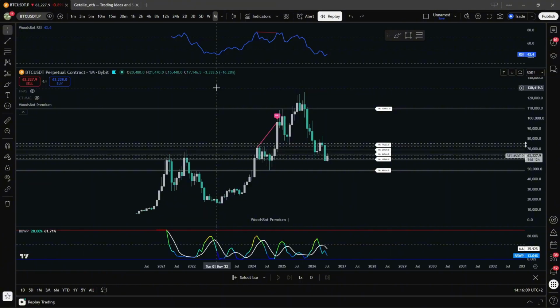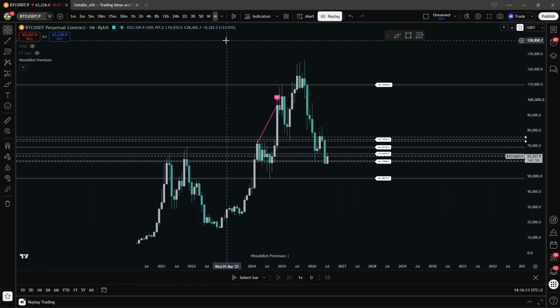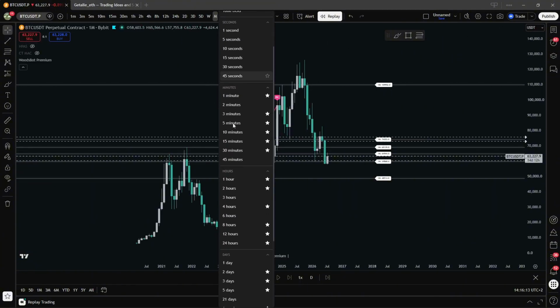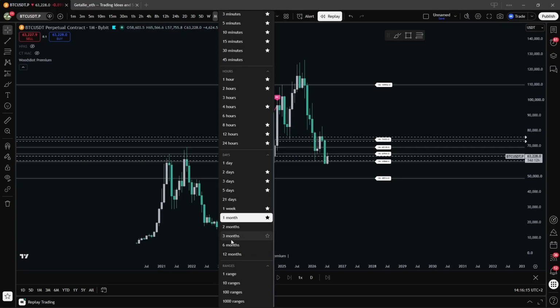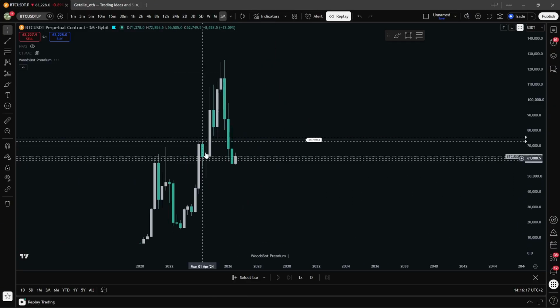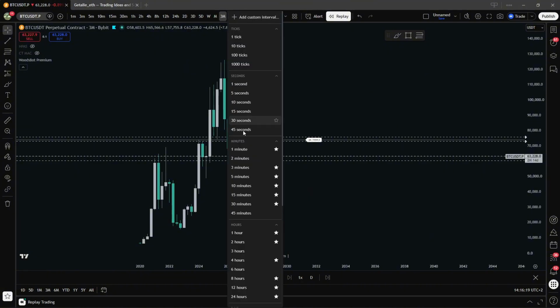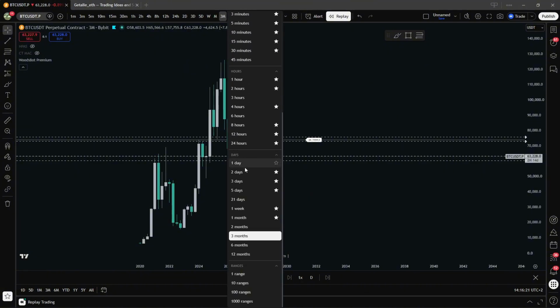Now, personally, I don't go higher than the monthly time frame, but I know a lot of people also use the 3-month time frame, which is also pretty useful. In my experience, I don't personally use it a lot, but I know it is useful. And obviously, you can still use the yearly time frame. But for Bitcoin, it's so young, so on the yearly time frame, there's not a lot of data.